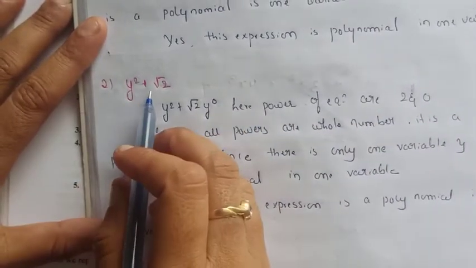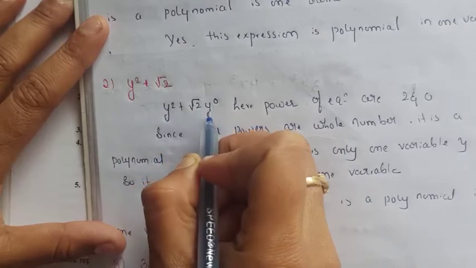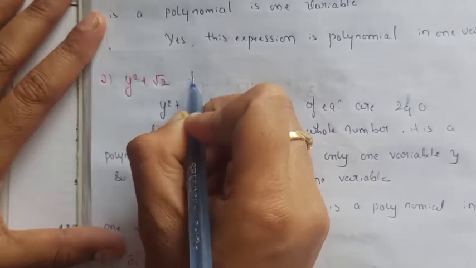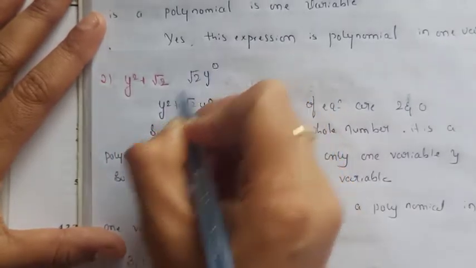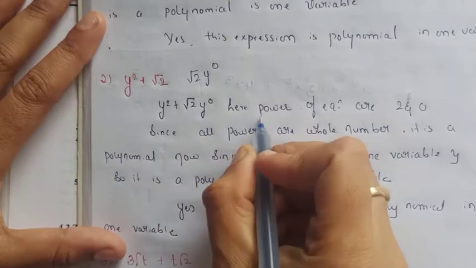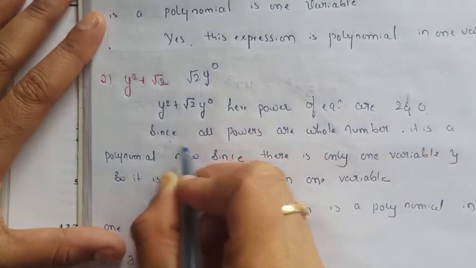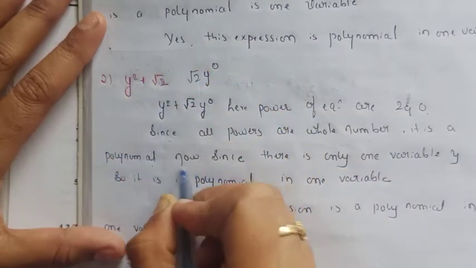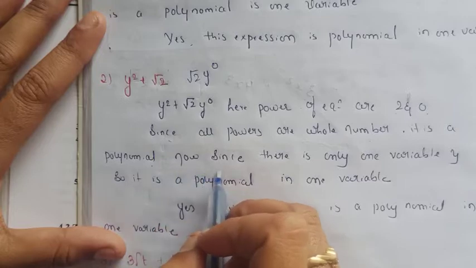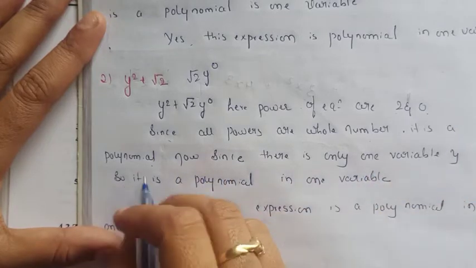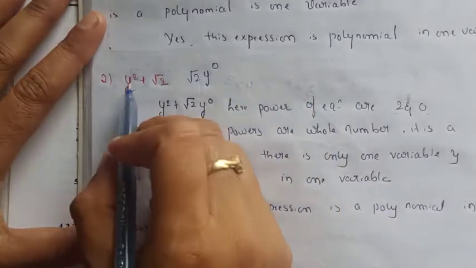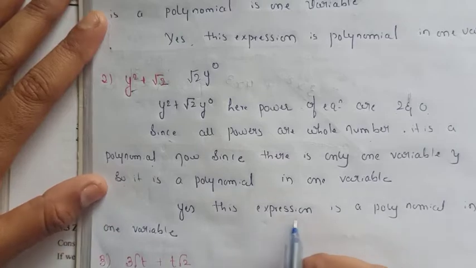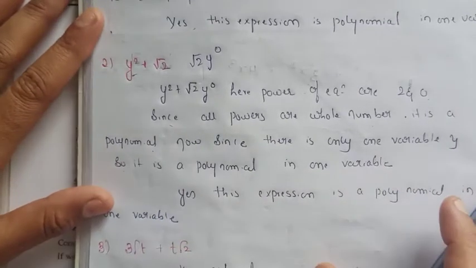Next question, y square plus root 2. y square plus root 2 y raised to 0. Here the constant polynomial we can write as root 2 y to the power 0. Here the powers of the equation are 2 and 0. Since all powers are whole numbers, it is a polynomial. Now there is only one variable, y, and the equation contains y as its variable, so it is a polynomial in one variable. Yes, this expression is a polynomial in one variable.